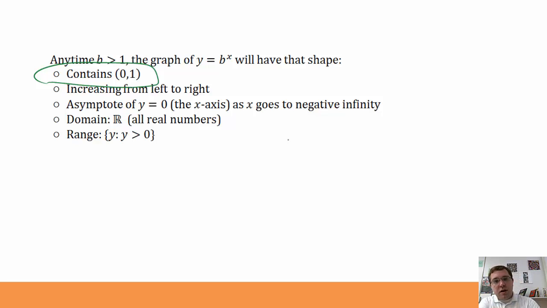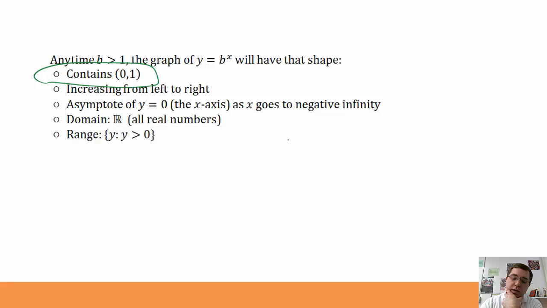Its domain, the possible numbers I can plug in for x and get a number out for the function, is all real numbers. I can plug in anything I want for x. But the range is limited. The range will only be positive numbers. I will never get 0, because a positive number to any power is never going to be 0, and I will never get a negative number either. So the range is the set of y such that y is greater than 0.